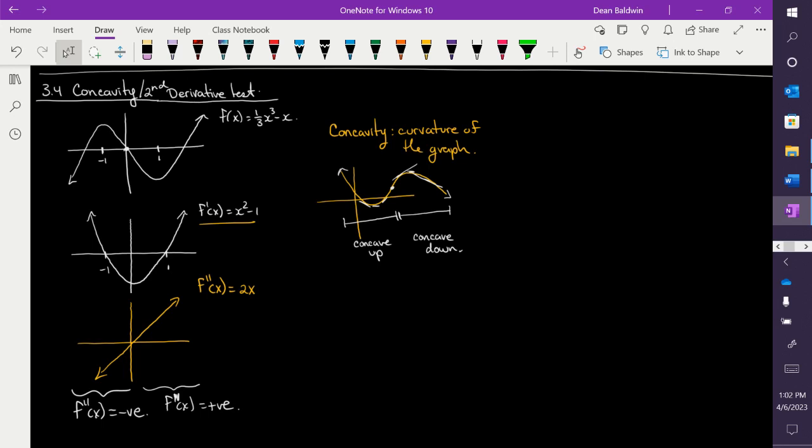And the point where it changes, this point where it's 0, that's where the concavity changes on the original graph. And that's called a point of inflection. If you remember grade 10, we called it POI, and we had them hitting the x-axis. Remember those things? POIs can occur anywhere. They don't have to be on the x-axis.